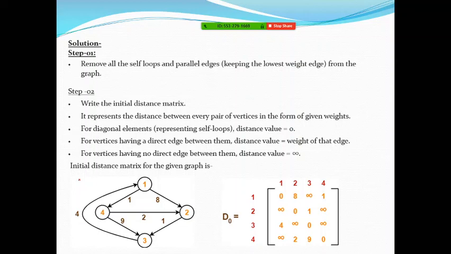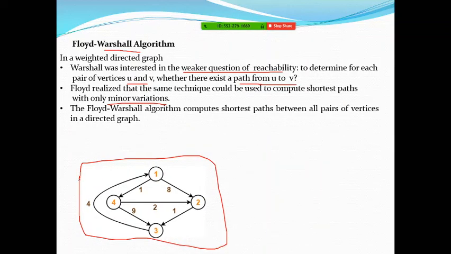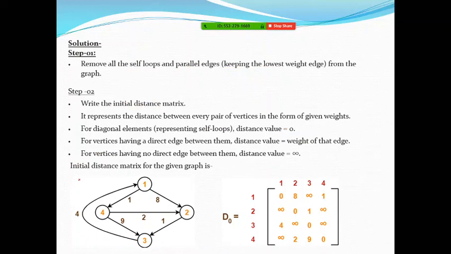So what are the main steps of this algorithm? Step number 1: since we are applying this algorithm for finding the shortest path between two vertices, there is no meaning of self loops. What is the meaning of a self loop? One vertex is connected with itself, so there is no question of shortest distance. And then parallel edges means edges in the same direction. If two vertices are connected by two edges with the same direction, these are called multiple edges. These two are not multiple edges if the direction is different. So only these two are multiple edges.